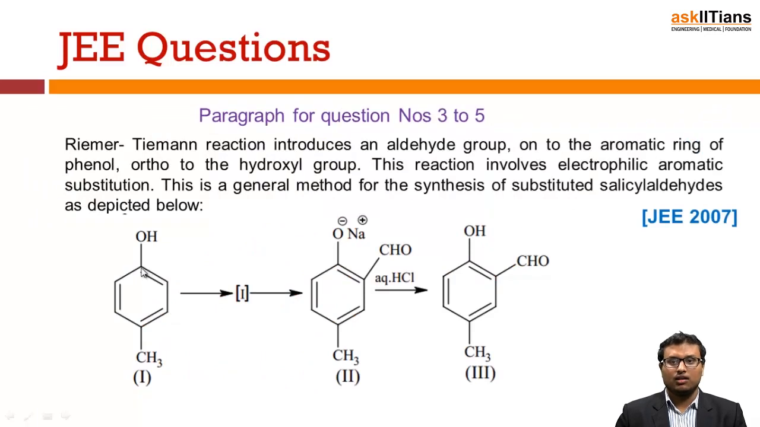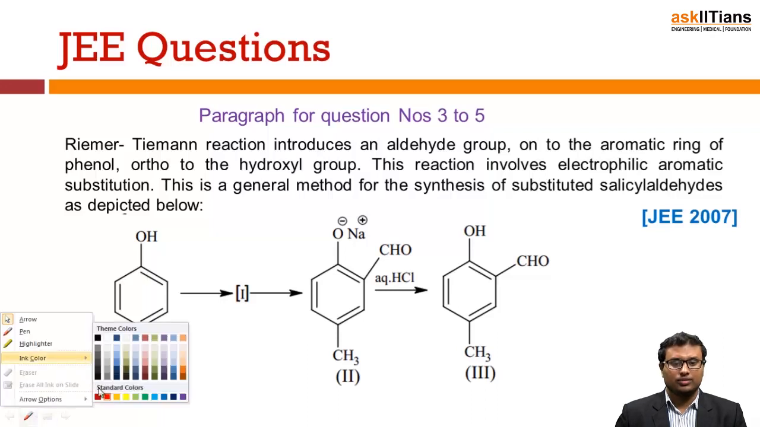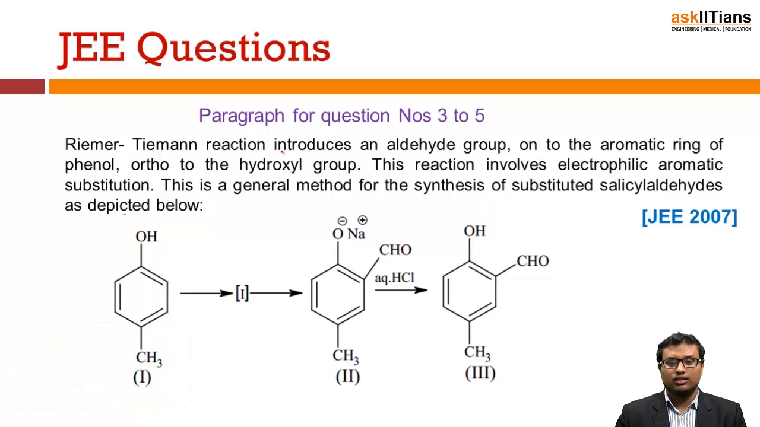So this was a paragraph question related to phenols. It was asked in IIT JEE 2007. This question is related to the Reimer-Tiemann reaction, which introduces an aldehyde group. You know that a phenol can be converted into salicylaldehyde using the Reimer-Tiemann reaction, on the aromatic ring of the phenol, ortho to the hydroxyl group. This reaction involves electrophilic aromatic substitution. So this is a general method for synthesis of substituted salicylaldehydes as depicted below.